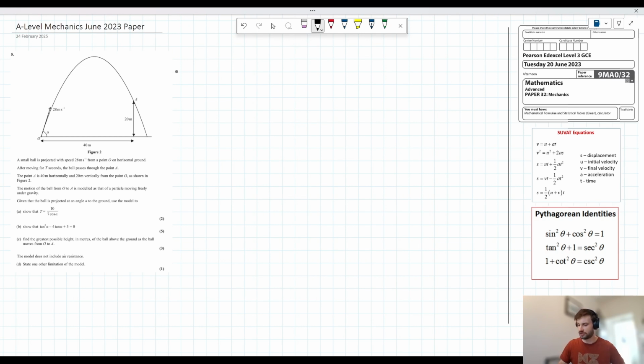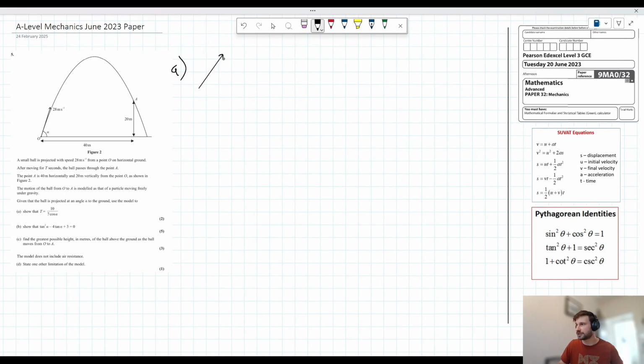The first thing that we're being asked to show here is that capital T, which is the time it takes for the ball to travel from point O to point A, can be taken as 10 over 7 cos alpha, where alpha is the angle between the initial velocity vector and the horizontal. First thing to consider, at least in my view, is the horizontal and vertical components of this 28 meters per second velocity vector. So let's just go ahead and diagrammatize that.